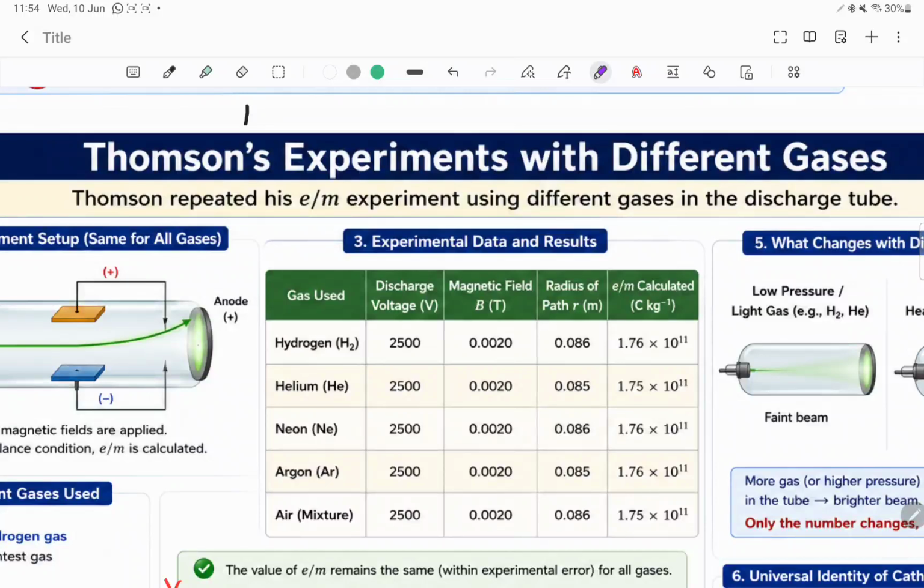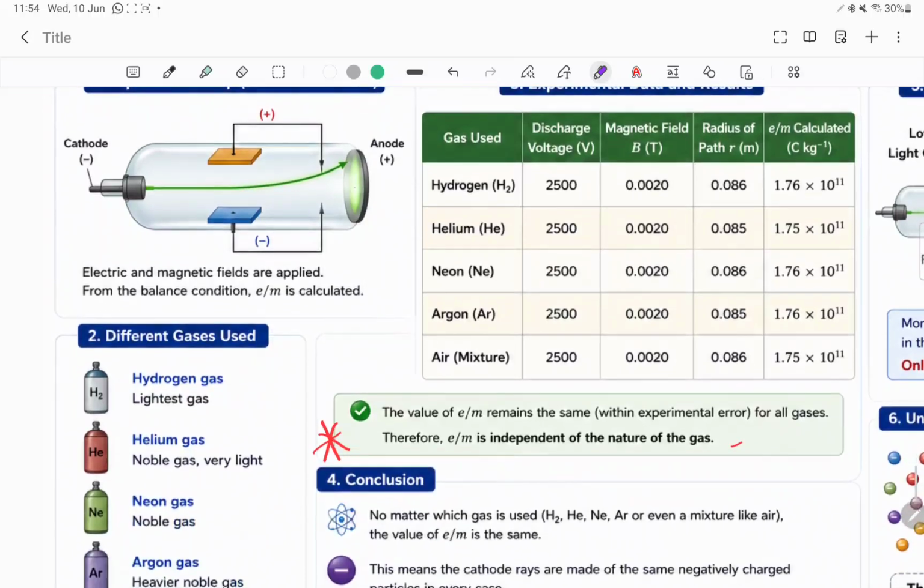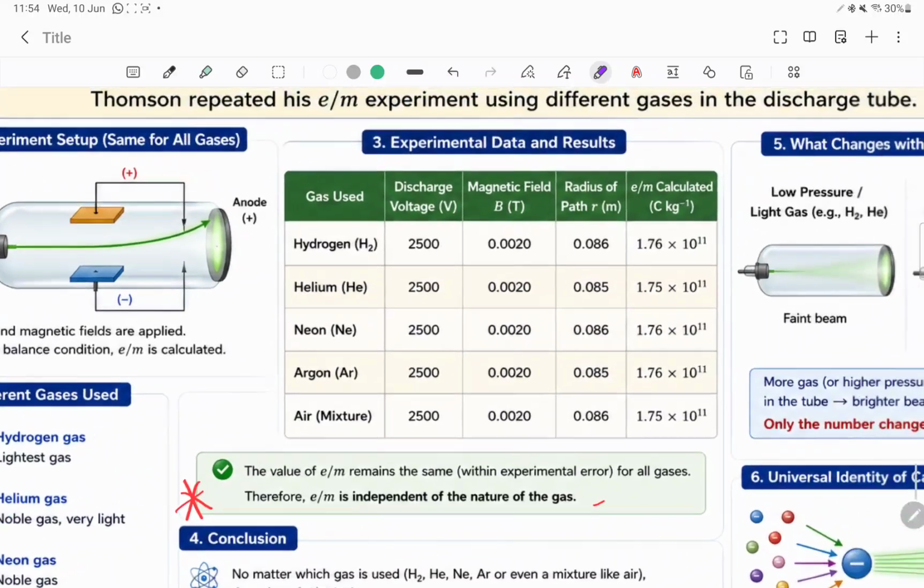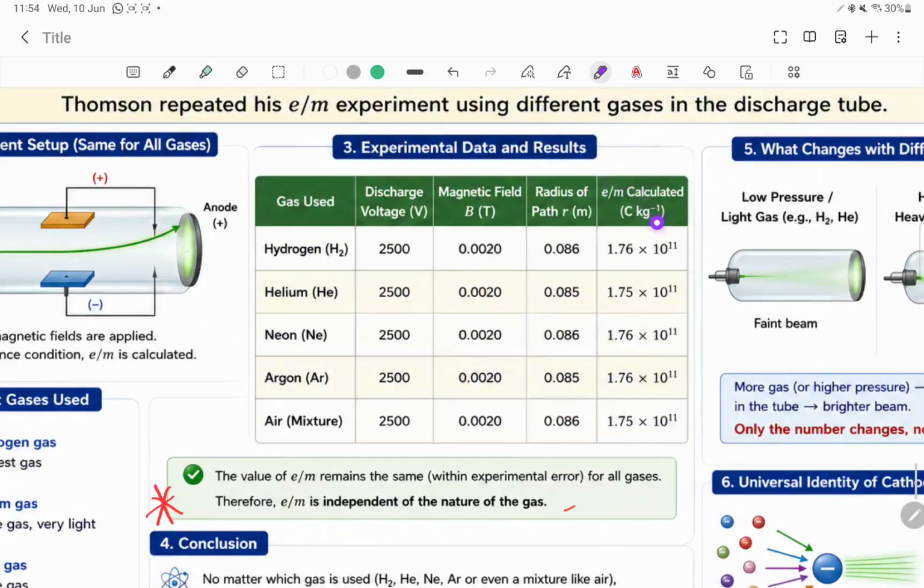To confirm that, he repeated the same experiment. He repeated his e/m experiment using different gases in the discharge tube. So what are the different gases? Hydrogen gas, helium gas, neon, argon, etc. And he calculated the e/m ratio. Irrespective of gases, the calculated value is constant. Is it dependent or independent? It is independent. Whatever gases you take, they give the same e/m ratio.